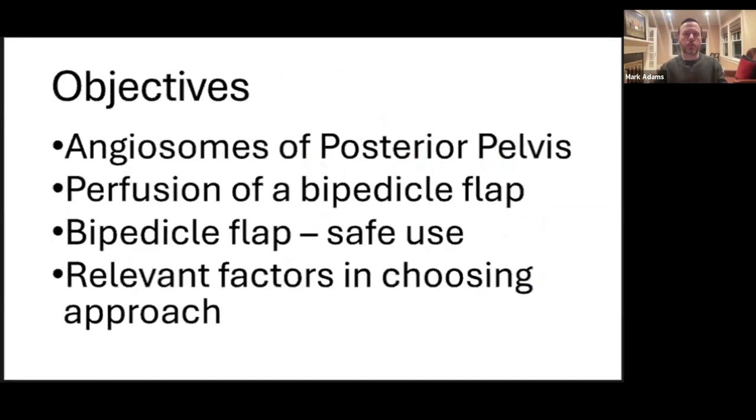And so when I'm done with this talk, what I'd like you to be able to describe is the angiosomes of the posterior pelvis. What are we talking about with that? What a bipedicle flap is and how it works, as well as how it's created safely. I also want you to be able to describe how to take that information as well as other relevant factors to choose an approach.